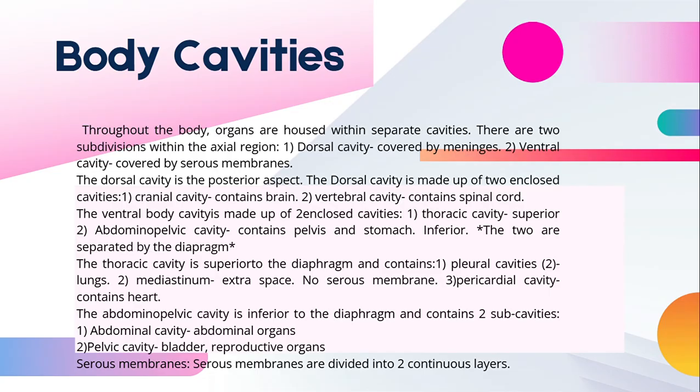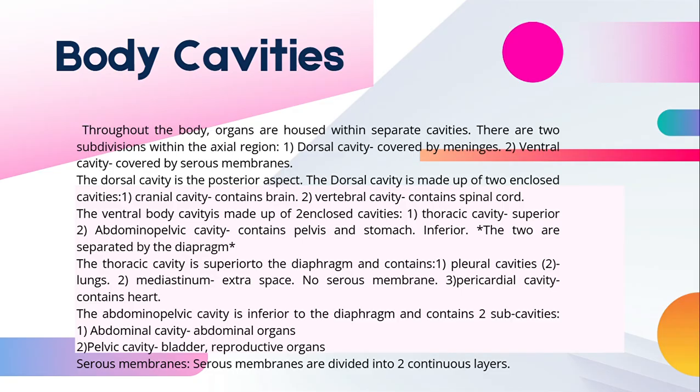The dorsal cavity is made up of 2 enclosed cavities: the cranial cavity containing the brain, and the vertebral cavity containing the spinal cord. The ventral cavity is made up of 2 enclosed cavities: the thoracic cavity, which is the superior part, and the abdominopelvic cavity containing the pelvis and stomach, which is inferior. The 2 are separated by the diaphragm.